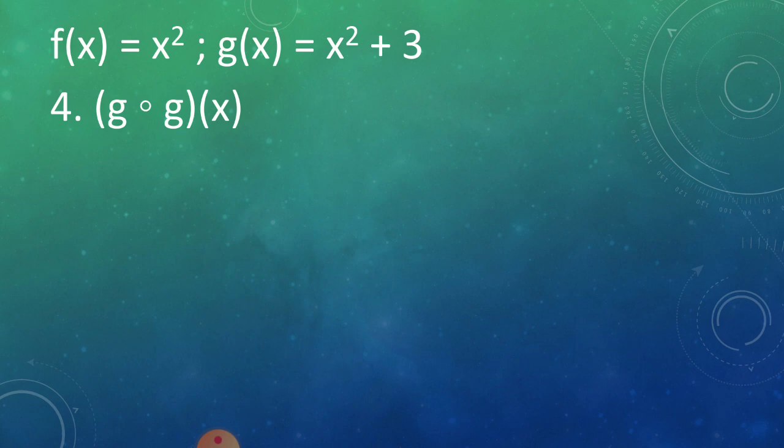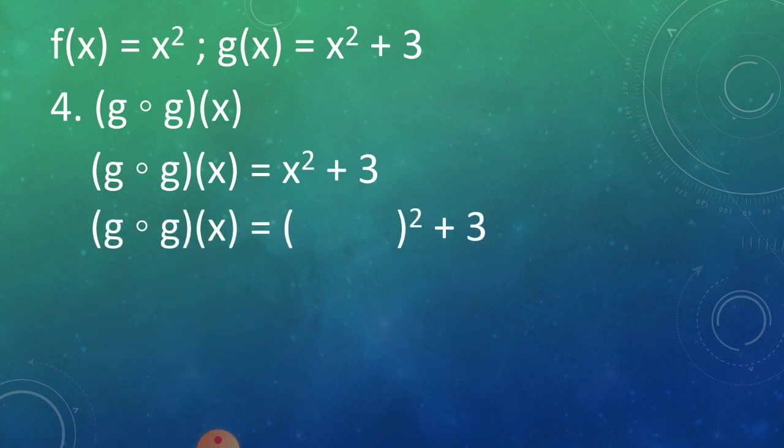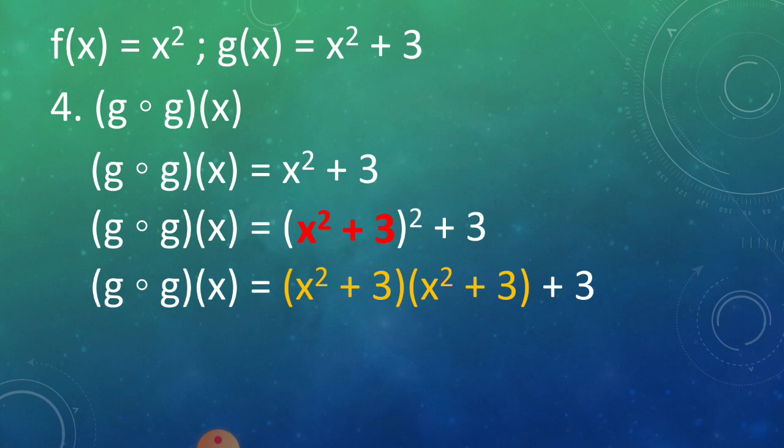Then we also have g composed with g of x. The function g must consist of the function g itself. So getting the function g, that is x squared plus 3, this function must contain the function g. So replace x with x squared plus 3. That is now the quantity x squared plus 3, squared, plus 3. x squared plus 3 squared is x squared plus 3 times x squared plus 3. Then copy plus 3.